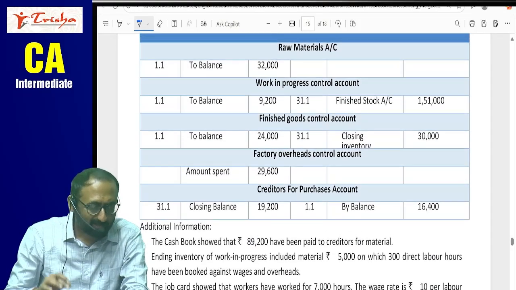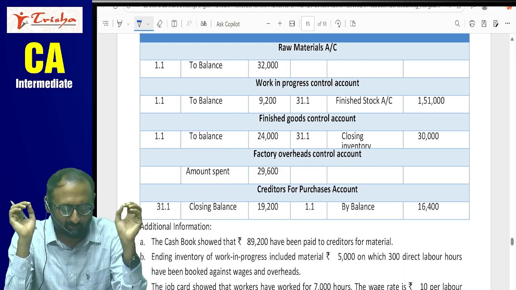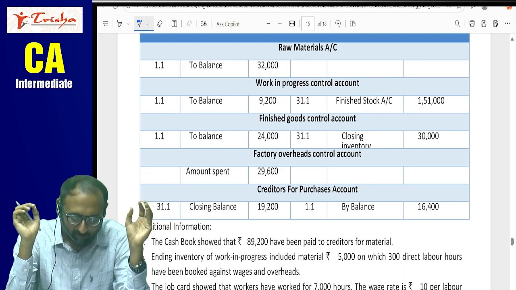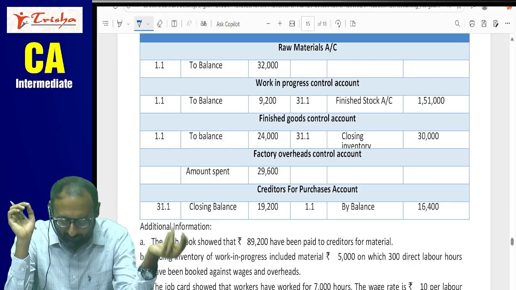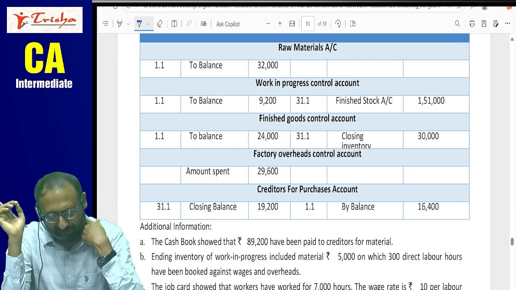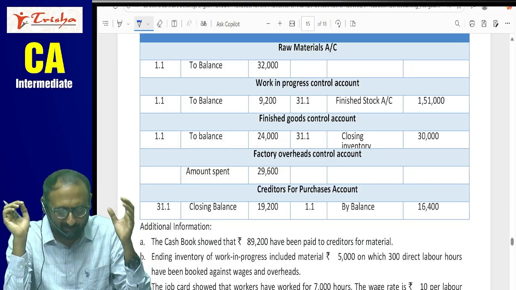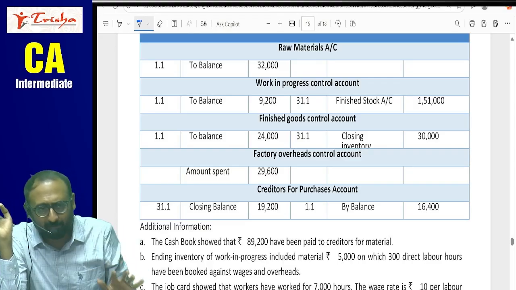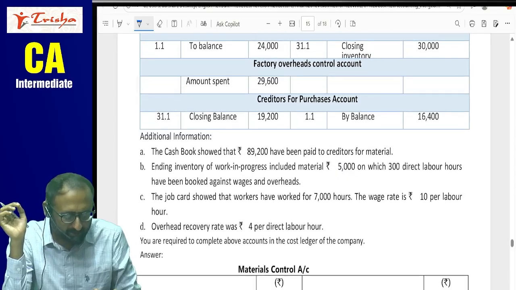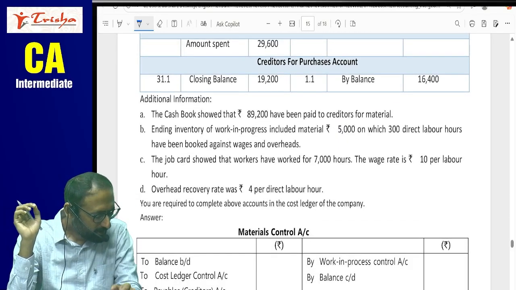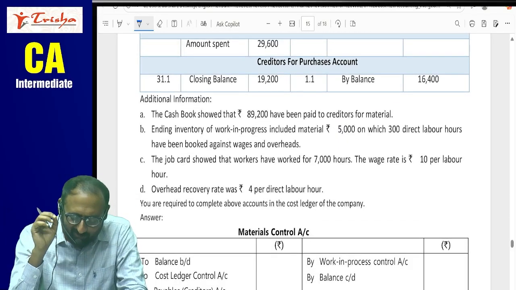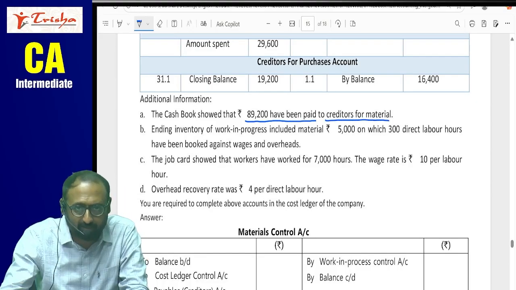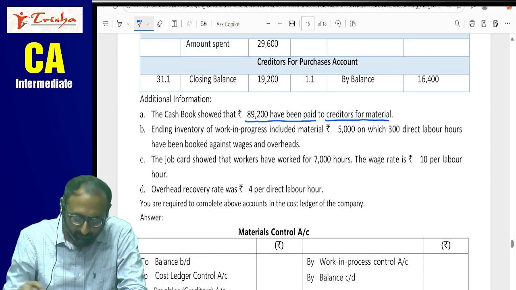So raw material account, the balance brought down; work in progress account, the balance; and finished goods control account, opening balance and closing balance given. Factory overhead, the total debit is given. Creditors, closing balance and opening balance are given. Additional information: the cash book shows 89,200 has been paid to the creditor for the material. Payment of the creditor is given.